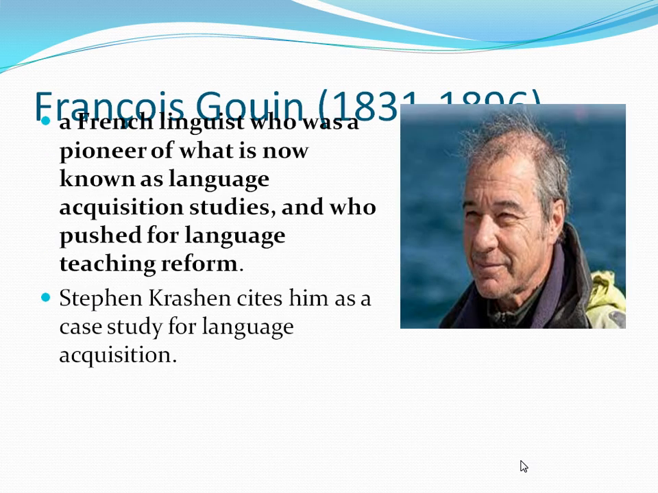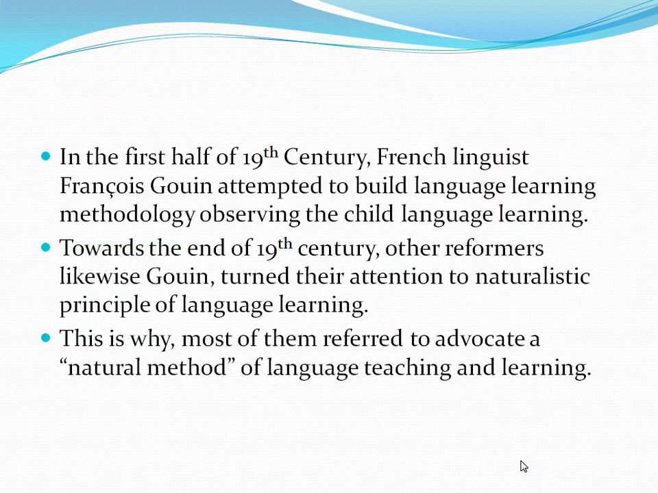So who is that component? Most probably you have heard this name earlier in the first or second classes. Francois Gouin, a French linguist. GTM was the German scholarship, and this is the French, who was a pioneer of what is now known as language acquisition studies, and who pushed for language teaching reform. Stephen Krashen cites him as a case study for language acquisition. So Francois Gouin is the pioneer of this direct method. This is a French brainchild, the direct method.